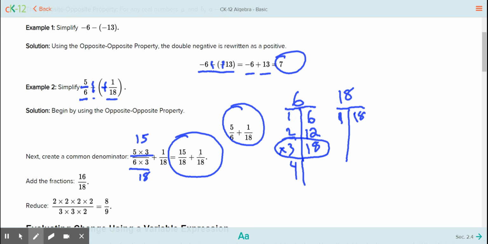Now I can add. 15 plus 1 is 16/18. Now, if I was going to reduce that, I know that both 16 and 18 are reducible by 2. So I'm going to divide each by 2. I know that they're divisible by 2 because they're even numbers. 16 divided by 2 is 8, and 18 divided by 2 is 9. So 8/9 is our answer for that particular problem.